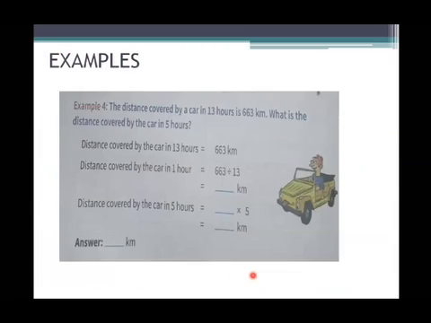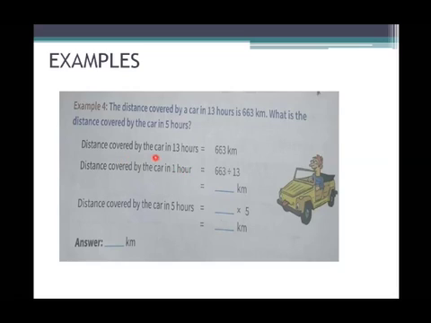So let us see an example here. The distance covered by a car in 13 hours is 663 kilometers. So one car in 13 hours has gone 663 kilometers. What is the distance covered by the car in 5 hours? In 13 hours it has traveled 663, so in 5 hours how many kilometers can it go? You have to find this. For this, first you should find the distance traveled in 1 hour.